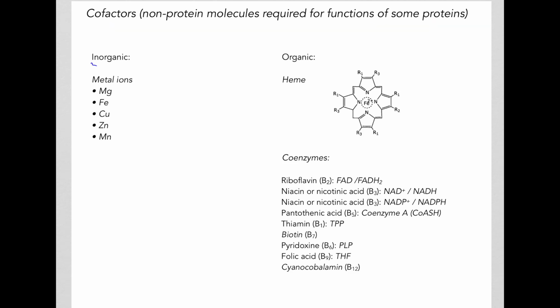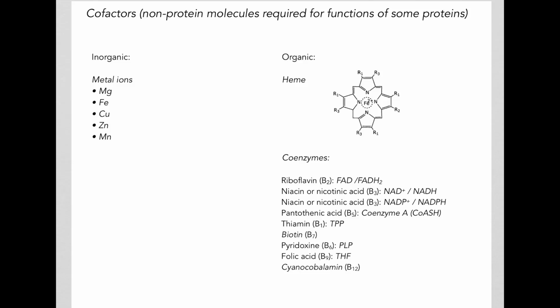Cofactors could be either inorganic molecules, such as the metal ions, examples magnesium, iron, copper, zinc, manganese, and so on. Or cofactors could be organic molecules, and examples of this include heme that we discussed under myoglobin, hemoglobin, and the cytochromes. And then we have various coenzymes, and many of these coenzymes you can see are derived from the B vitamin family.